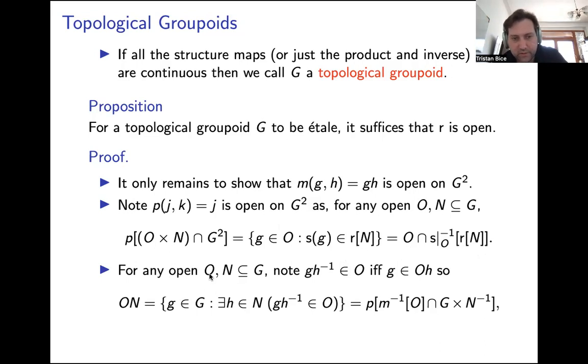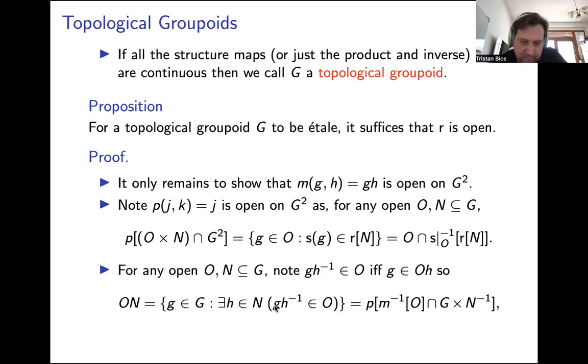So again, take two open sets O and N. Note that gh⁻¹ in O is exactly the same thing as saying g is within OH, for those valid products of O and H. So put another way, if you look at all products from O and N, what that's saying is that it's really all those elements of G such that there exists some element of N such that gh⁻¹ is within O.